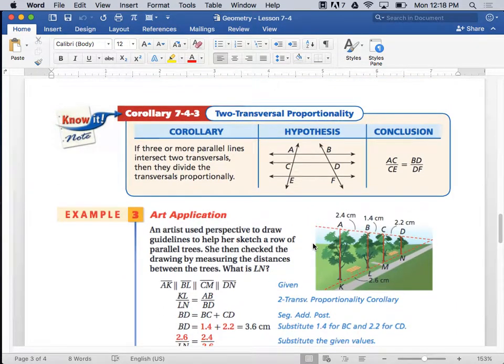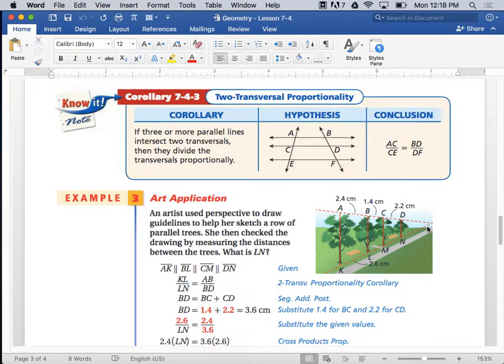All right, next. Two transversal proportionality. All right, go ahead and read that over. Next side. Let's see if you can figure it out, what it's saying to you. You read the conclusion and mark it up. Guys, if you want to get highlighters or colored pencils or something, it's going to help you. Okay. If 3 or more parallel lines intersect 2 transversals, then they divide the transversals proportionally.